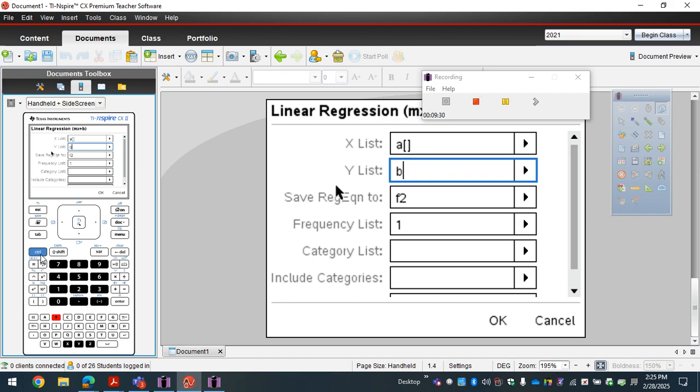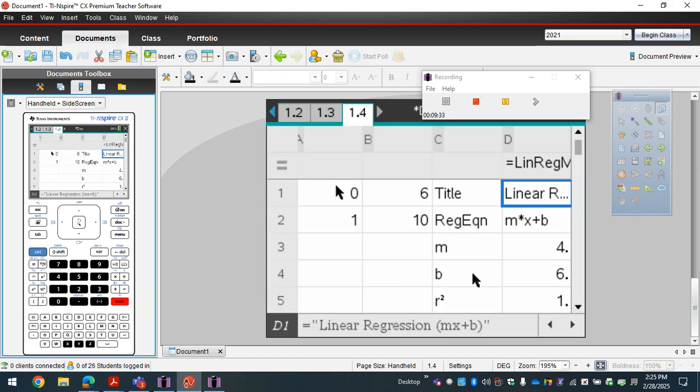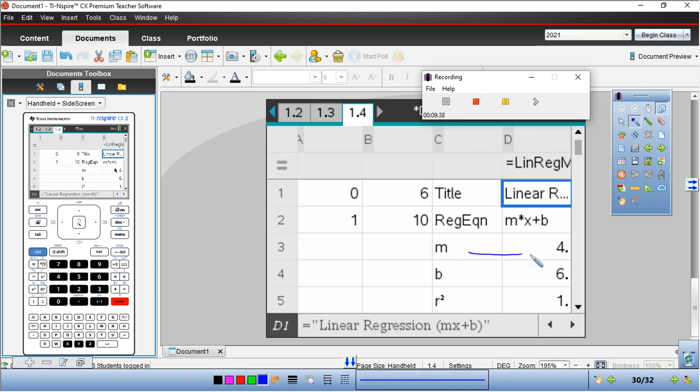Now come back over here, menu 4, 1, 3. Control this left hand side, enter, enter. So there's my m, there's my b, and let's write the equation. For the m, 4. For your b, 6. The equation now is always in the form of y equals mx plus b. We're going to have y equals 4x plus 6.